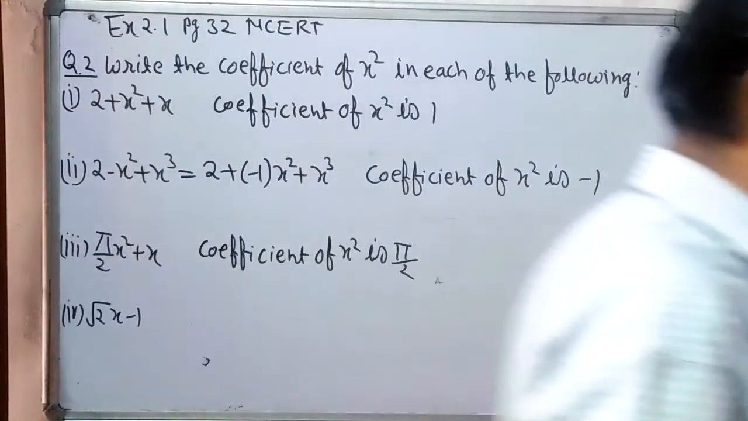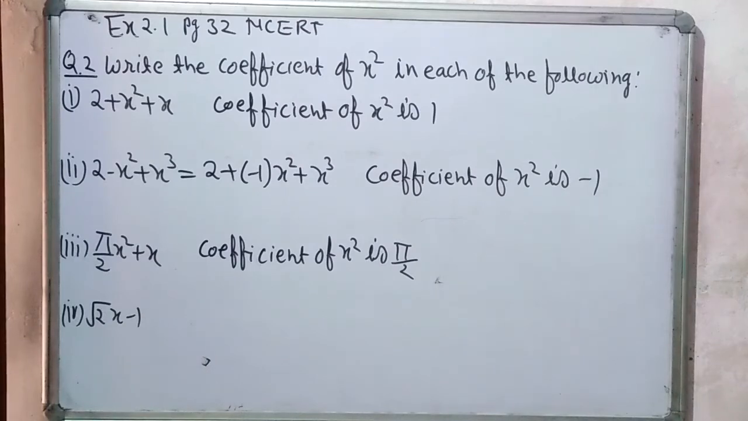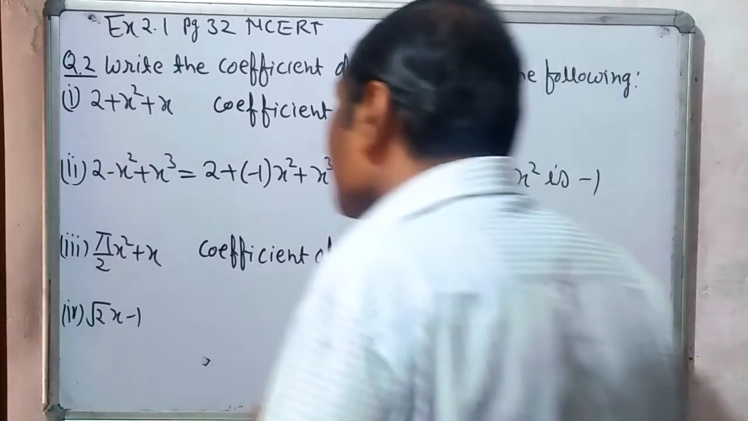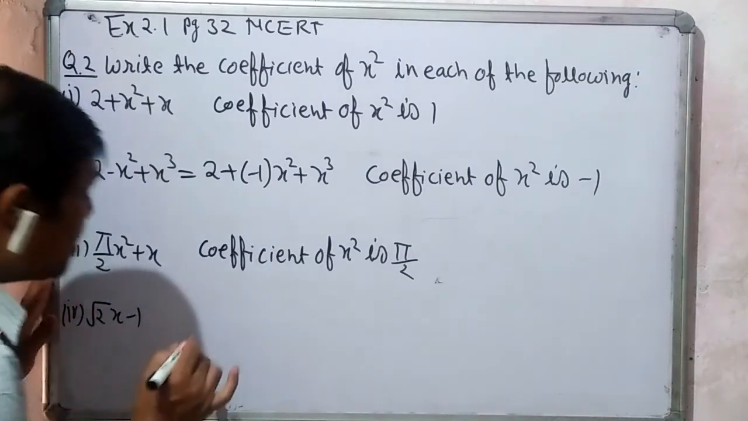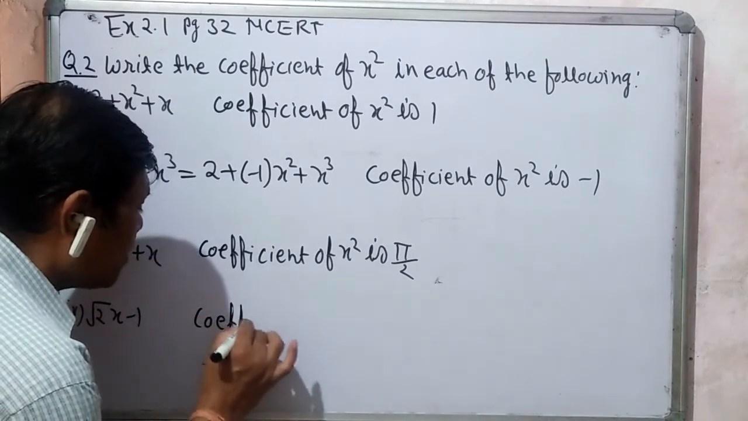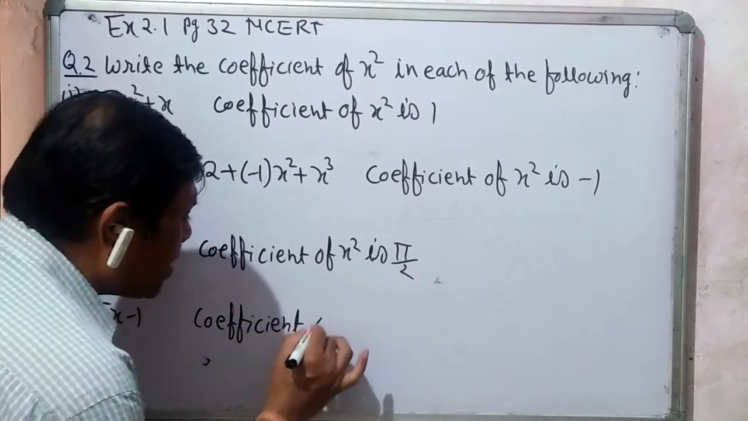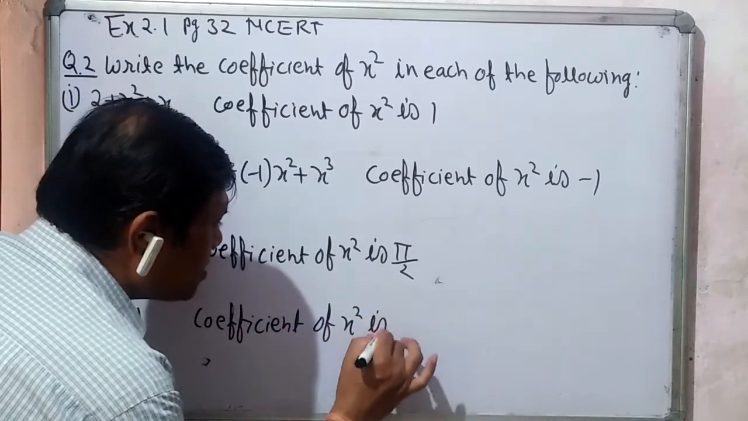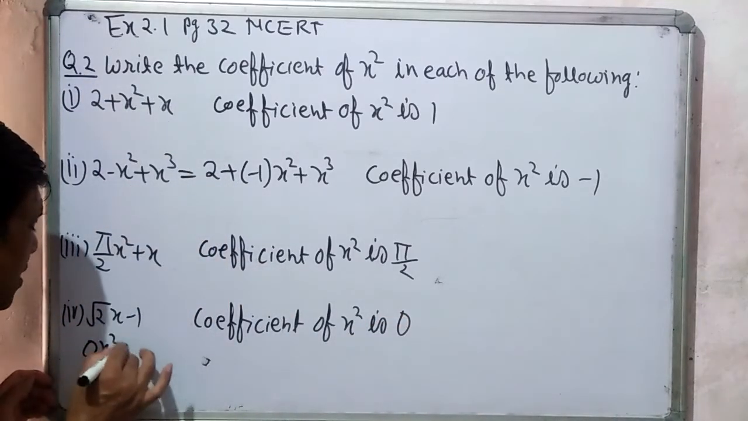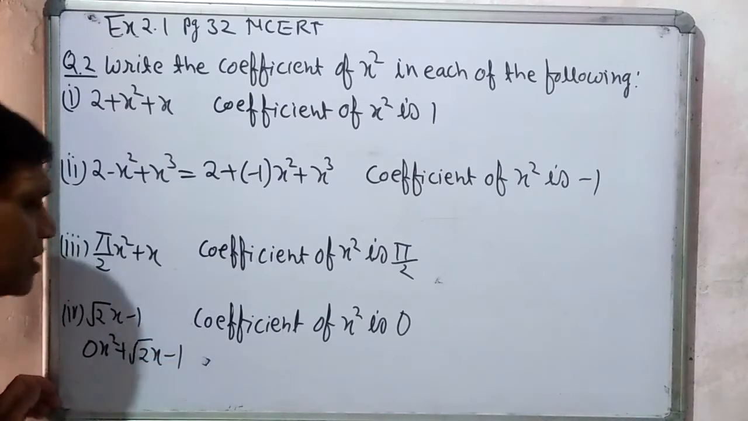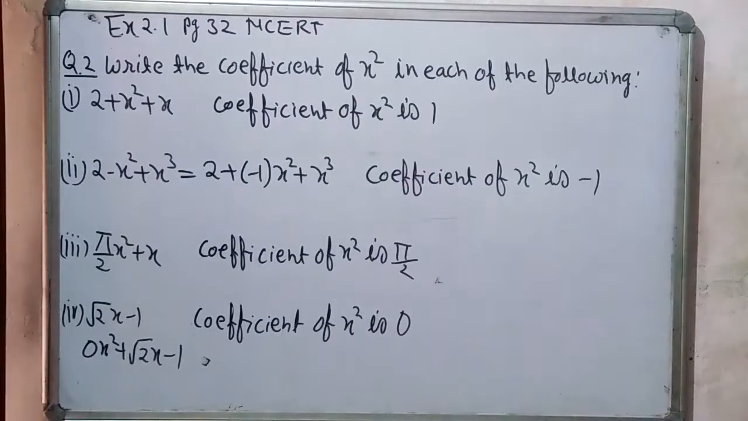In the fourth part, is there any term having x square? There is no term containing x square. So can we say directly the coefficient of x square in this expression is 0? The coefficient of x square in this expression is 0 because there is no term containing x square. So it is 0. I can write this as 0 x square plus under root 2 x minus 1. So the coefficient of x square should be 0.